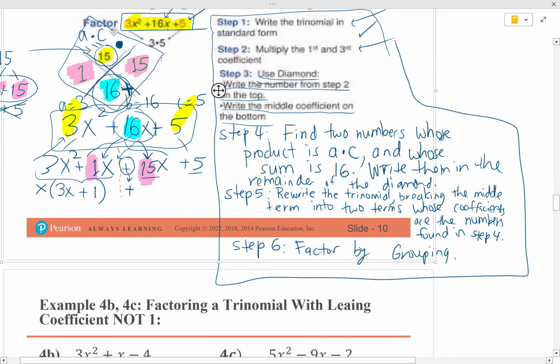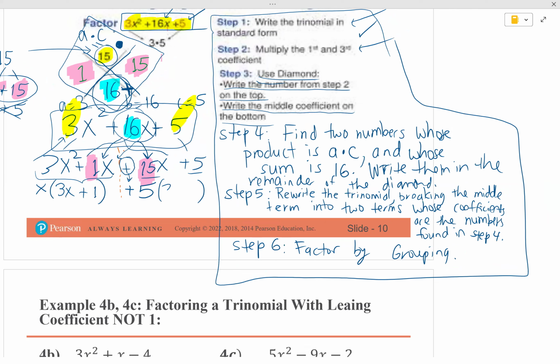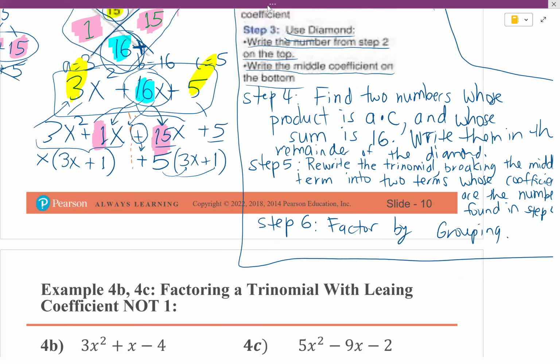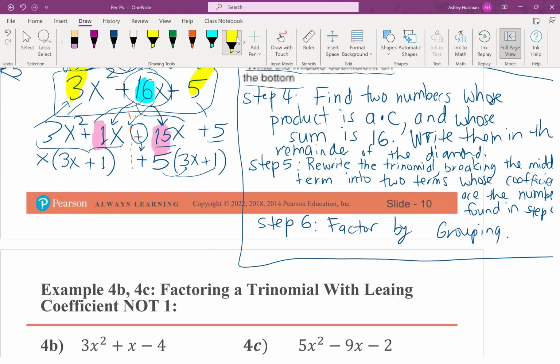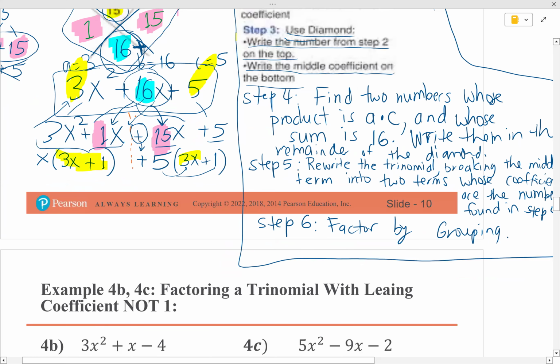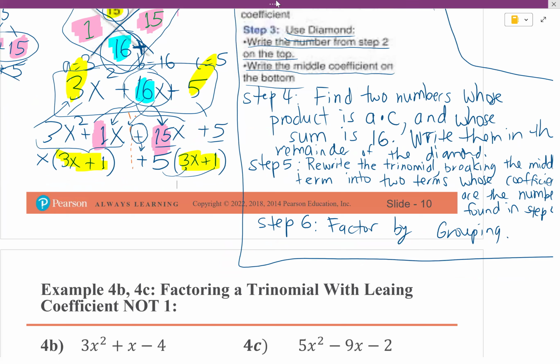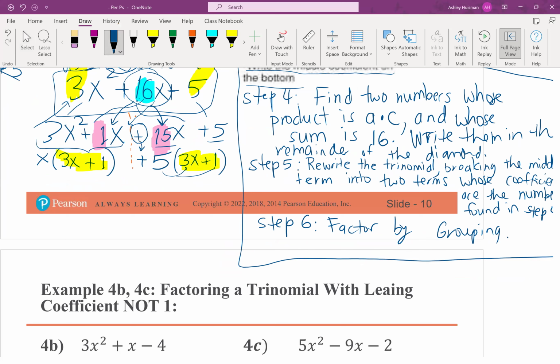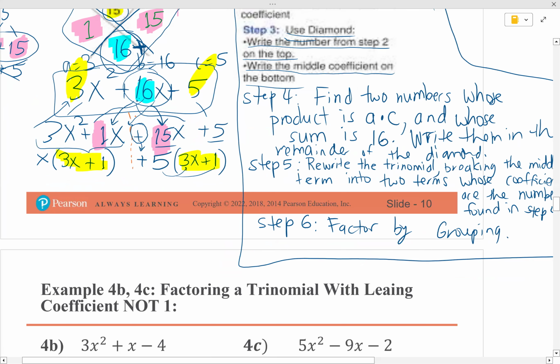Between 15x and 5, I can take a 5 out. If I take 5 out, 3x plus 1 is left because 5 times 3x would be 15x, 5 times 1 would be 5. And at this point, if you did everything right so far, what's in parentheses should be the same. If these two things are not the same, this 3x plus 1, 3x plus 1, or whatever the case may be, then probably you got the wrong numbers, those pink numbers that I highlighted in pink. Something went wrong above. You want to go check your work, but I think we did it right.